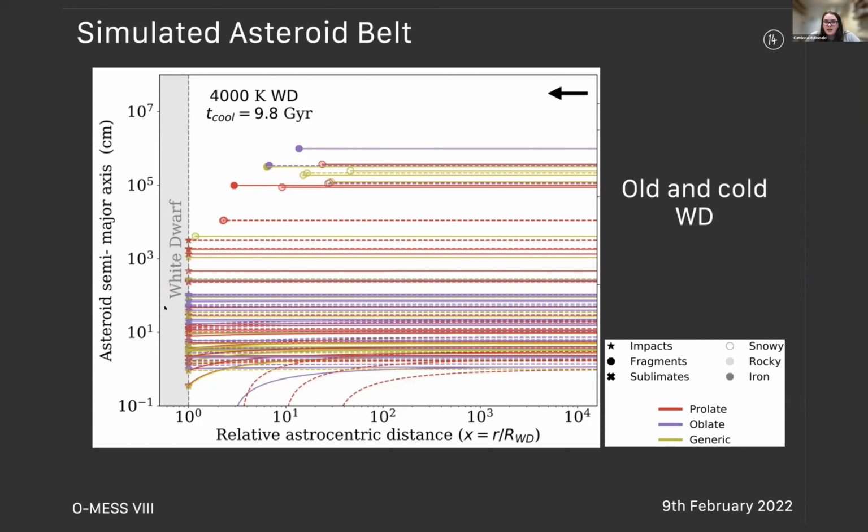So this maybe suggests that as a white dwarf cools through its lifetime, we should be able to see a difference in the material that we would expect to see around a white dwarf. So your young and hot white dwarfs should have more gaseous material, whereas as you get older and colder, the production rate of this gaseous material will reduce.